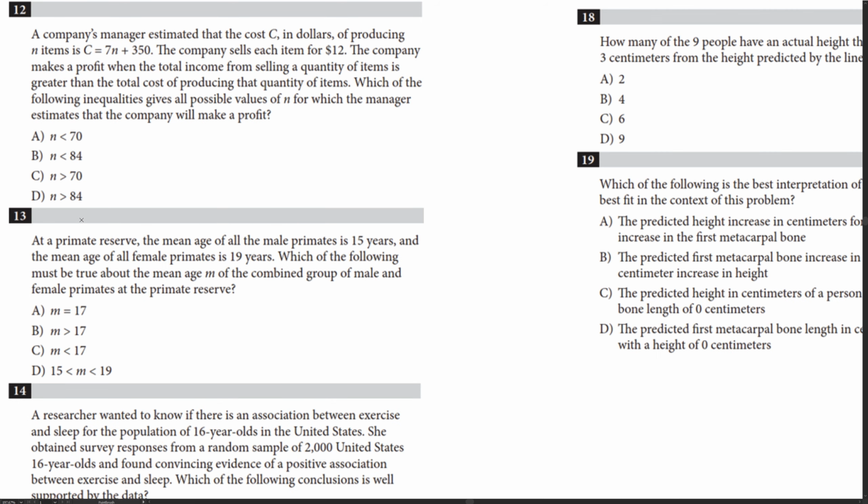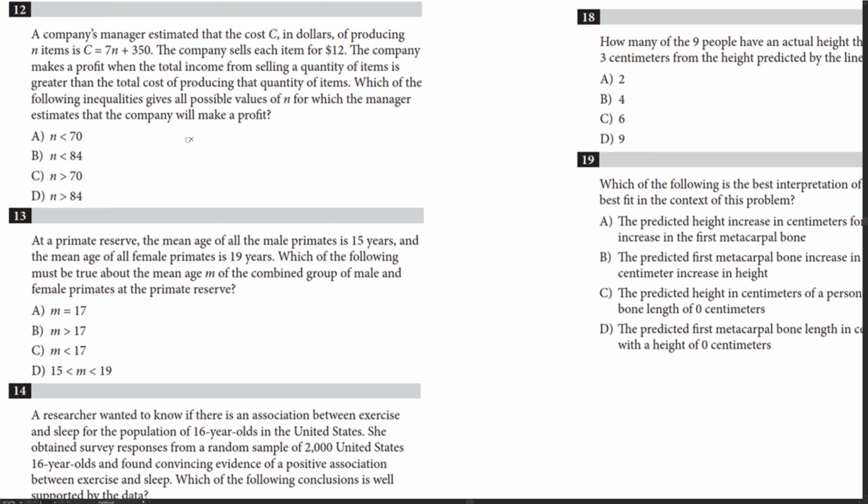A company's manager estimated that the cost, C, in dollars of producing N items is C equals 7N plus 350. The company sells each item for $12. The company makes a profit when the total income from selling a quantity of items is greater than the total cost of producing that quantity of items. Which of the following inequalities gives all possible values of N for which the manager estimates that the company will make a profit?